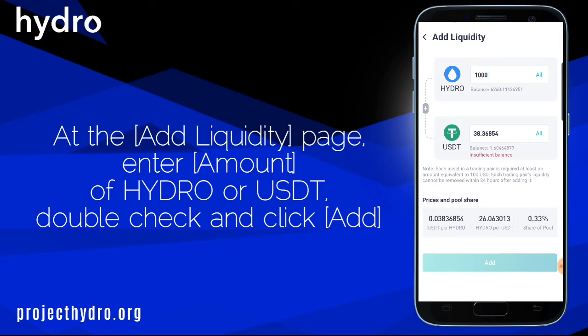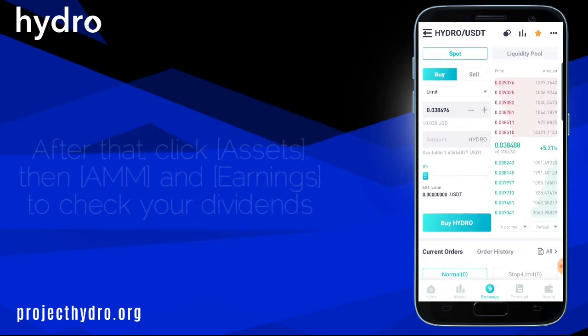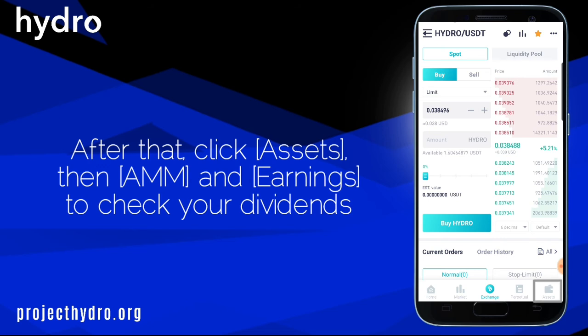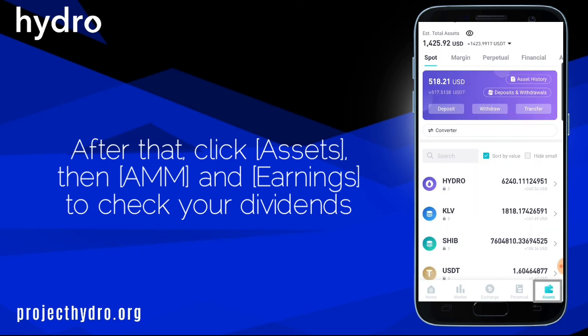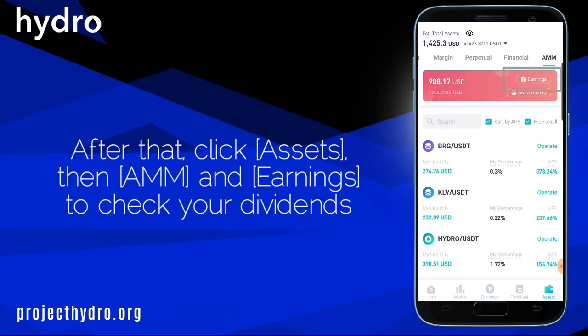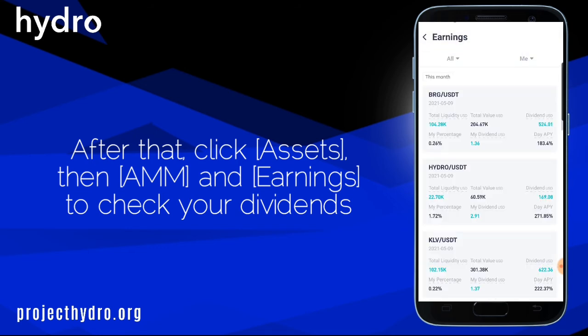So after the above steps, you can go back to your assets, this one, click assets, then search for the AMM, then click earnings, so that you can show all of your earnings.